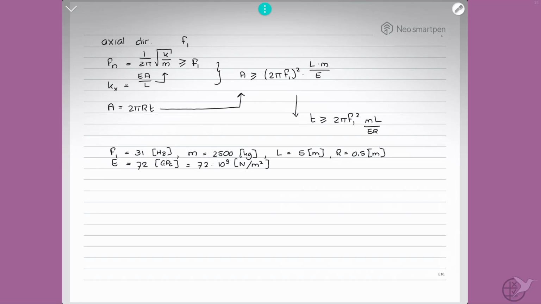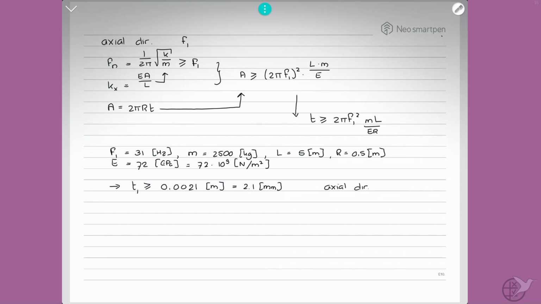If we substitute all of these numbers into this formula, we find that the minimum required wall thickness in axial direction has to be larger than 0.0021 meters or 2.1 millimeters. So this is for axial direction.